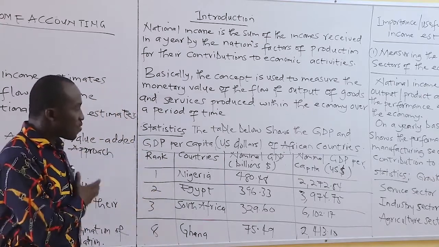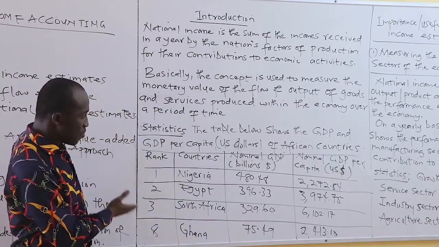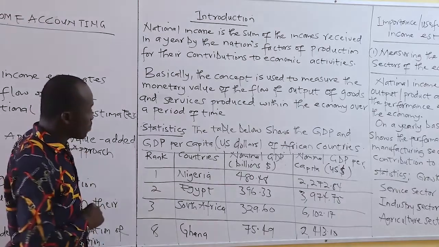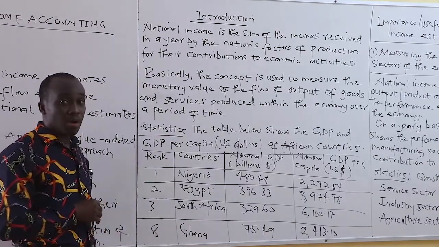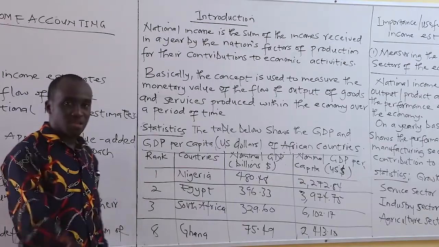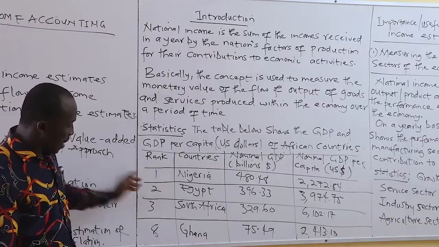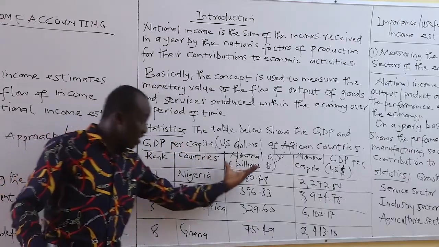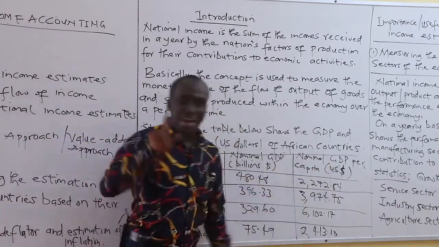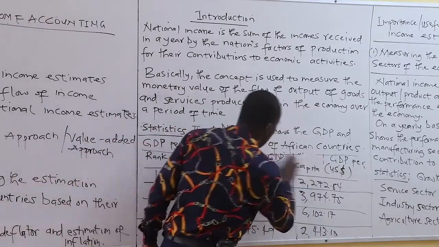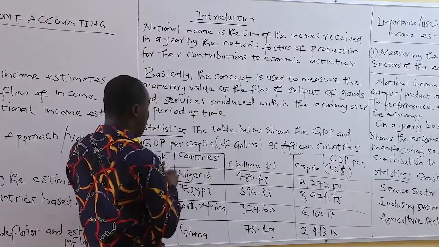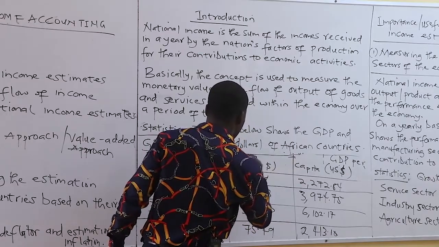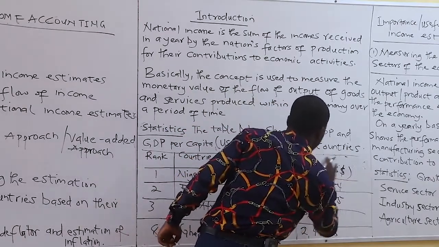So let's look at some statistics. This table below shows the GDP and GDP per capita. Later, we're going to talk about what GDP is. GDP is the gross domestic product. GDP per capita talks about the per capita income. We'll talk about it later. But let's look at these estimates. We have countries in Africa, their ranks, the nominal GDP in billions of dollars, and their nominal GDP per capita, or let's say just per capita income. Let's make things easy for us. Let's say just GDP. So this is GDP, and this is GDP per capita.